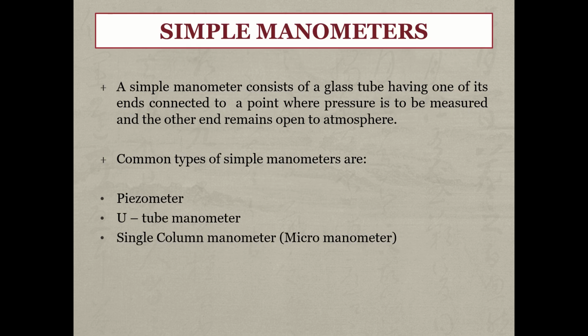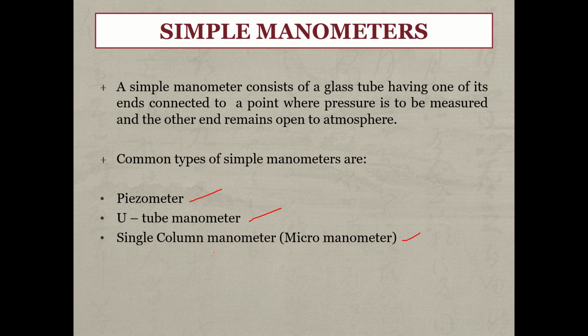Coming to simple manometers, basically a simple manometer consists of a glass tube which is generally connected to the point where you want to calculate the pressure, and the other end will be open to the atmosphere. Remember, for all kinds of simple manometers, one end of the manometer will be open to the atmosphere and the other end will be connected to the point where the pressure has to be calculated. We have three types of simple manometers: piezometer, U-tube manometer, and single column manometer. Single column manometers are also called micromanometers.